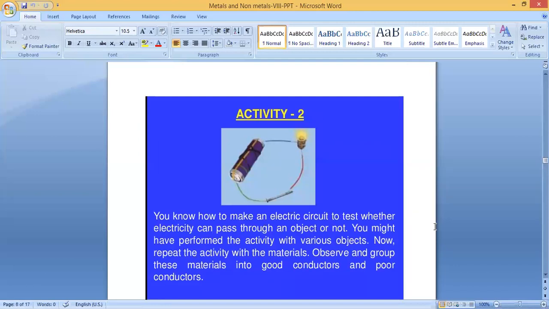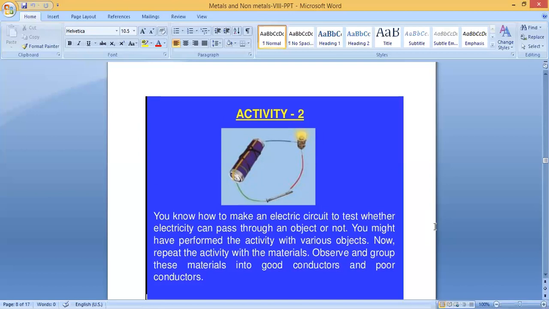Then what is activity 2? You can see here one complete circuit. There is a battery or cell, then a bulb, then wires, and an iron nail. This iron nail is a metal, so obviously it allows the electricity to pass through it and the circuit is complete. It's a complete path and the bulb will glow. Instead of the iron nail, you can fix a wooden scale or a plastic scale or an eraser there. You can see that current will not flow because they are insulators, and the bulb will not glow.